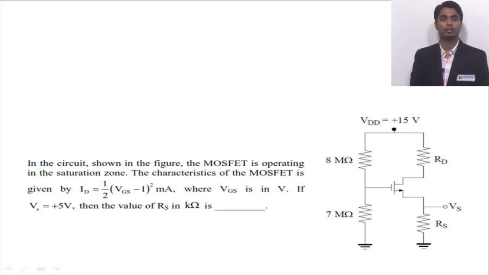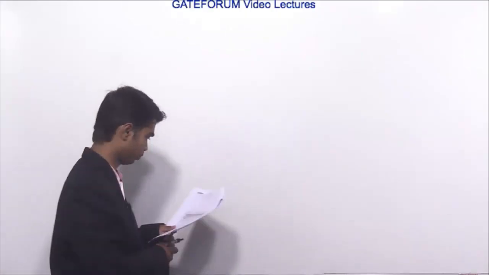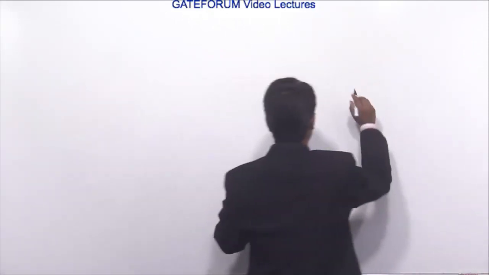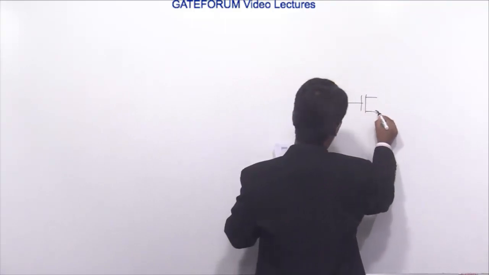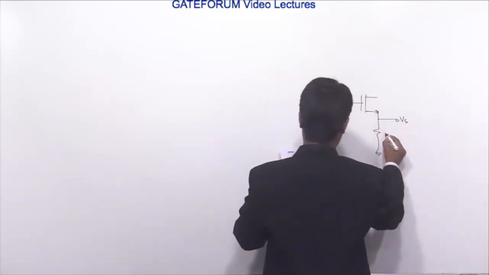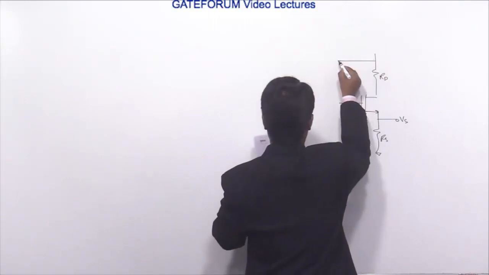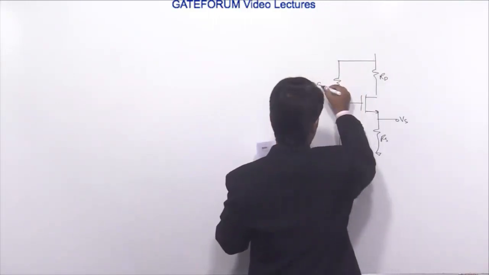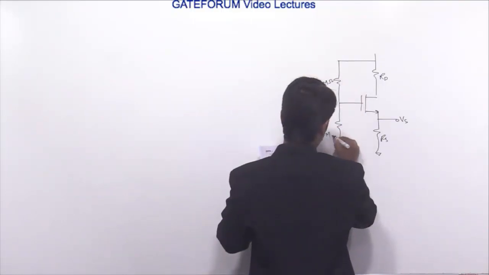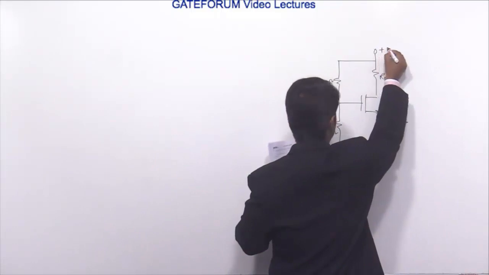In the circuit shown in the figure, the MOSFET is operating in the saturation zone. The characteristic of the MOSFET is given by ID equals half (VGS minus VT) square milliampere, where VGS is in volt. If VG equals plus 5 volt, the value of RS in kilo ohm is. Now, see, VG is 5 volt. First we will draw the equivalent diagram here. This is VS, this is RS, this is RD, 8 mega ohm, 7 mega ohm, and here it is plus 15 volt.